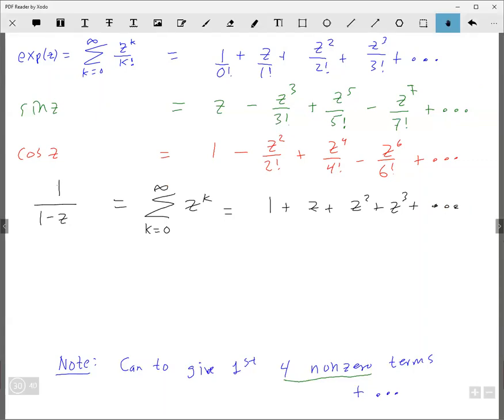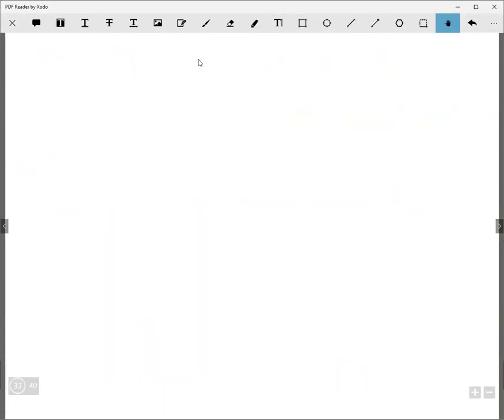One thing that I want to point out here regarding power series is you can get new power series from old ones.